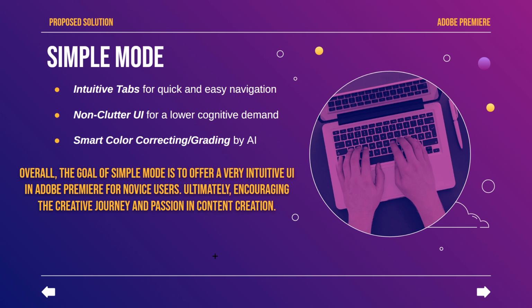So the implementation of the simple UI mode would have intuitive tabs for quick and easy navigation, a non-cluttered UI, unlike what we've seen in the product demo where there are just so many options, and it really increases the cognitive demand. And for specifically smart color grading and correcting, maybe there could be an option that this could be powered through AI for the best result.